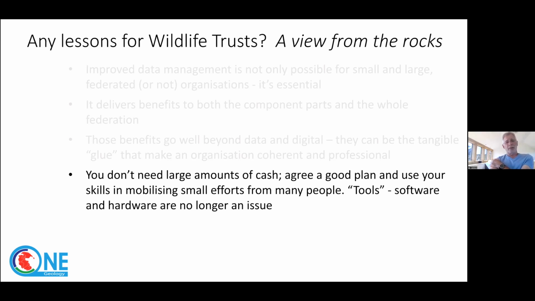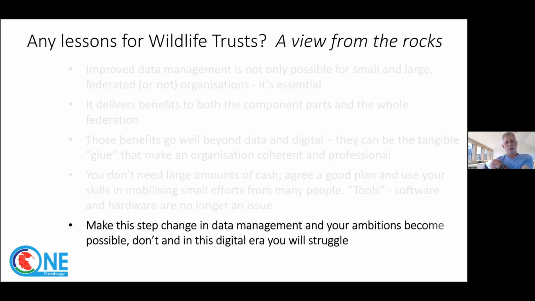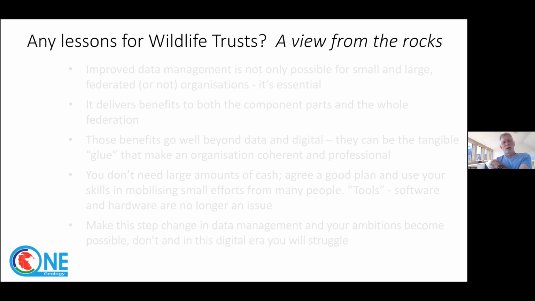As Alice said, and I've repeated, don't blame the tools and hardware anymore. They're no longer an issue. I think the truth is that if you make the step change in managing your data, then your ambitions become possible. But for wildlife trusts, which I know because I'm a trustee of one of them in Northumberland, if we don't do this, then we will struggle to demonstrate any progress. Can you imagine having a nature recovery strategy and not knowing what your base data for your nature is now? How do you measure what you will do in the future?